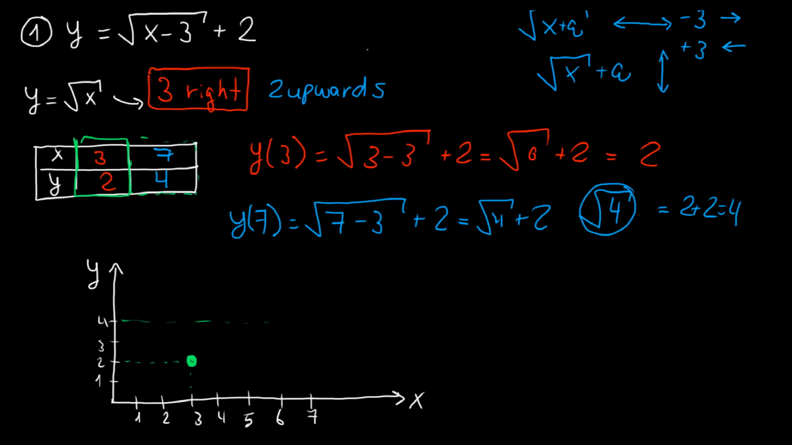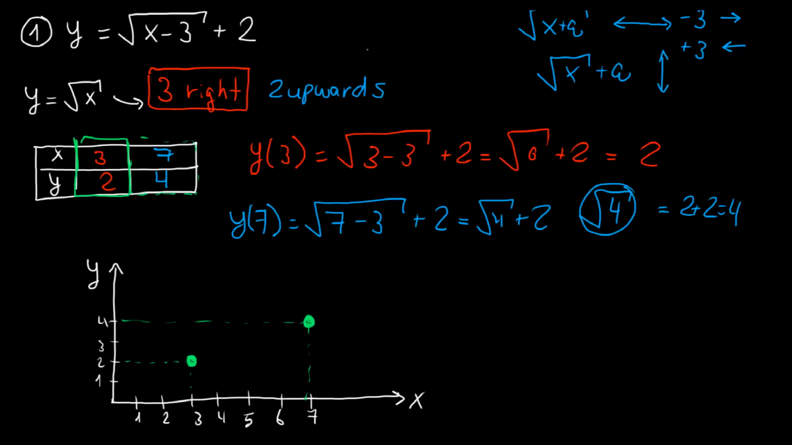7 and 4, right here. Now it's extremely important to understand how the square root grows and the shape of this function. Let's plug in one more number just to prove a point. Let's plug in a number in between, for example, 5. It will not be a nice number, and that's completely all right.